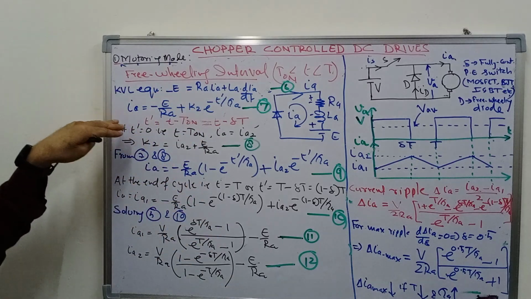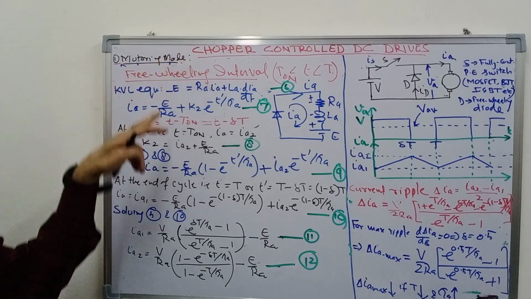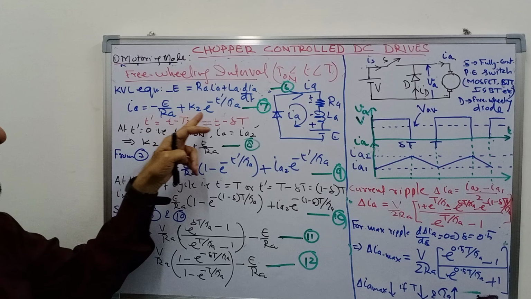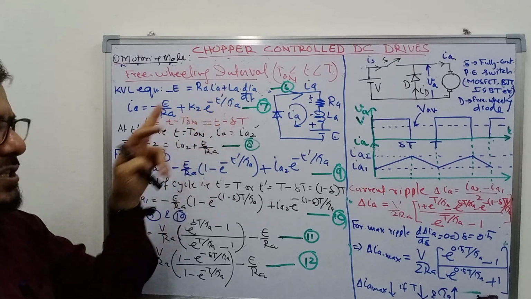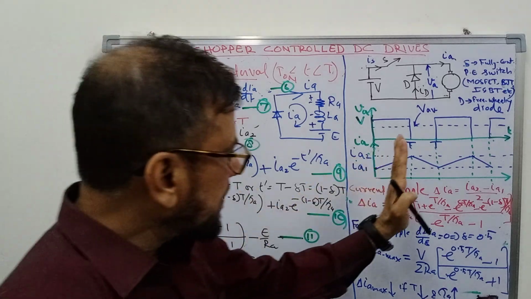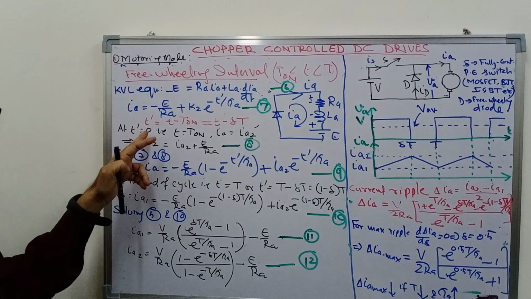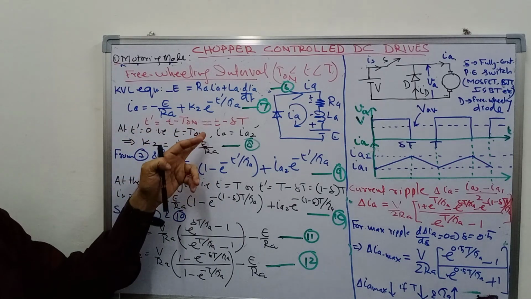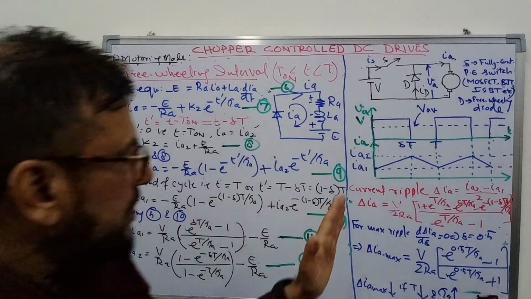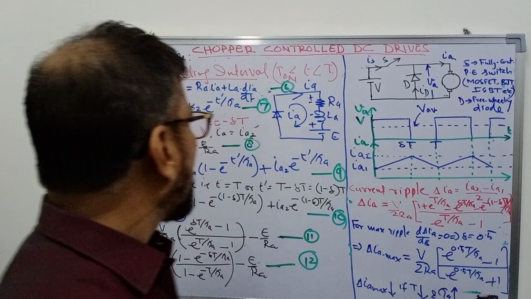So the solution of this equation, IA will be equal to the steady state term, voltage upon the resistance, plus the transient term K2 e to the power minus t dash upon tau A. So t dash I have taken from this interval, that is from this point of time. So t dash you can write as t minus Ton, that is t minus delta T. So the reference of t dash is from this point. So at this point t dash is equal to 0.